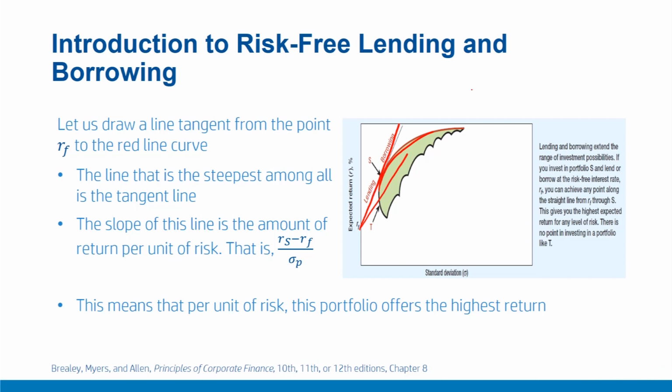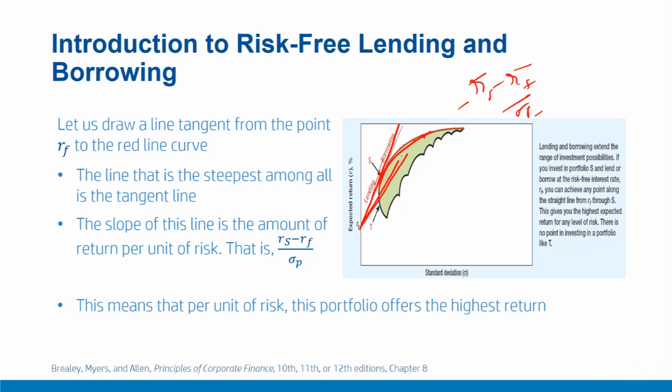The slope of this line can be easily defined as RS minus RF upon sigma P, where RS is the expected return on security S, RF is the return on the risk-free instrument, and sigma P is the risk of the portfolio, that is S. Now, given the fact that this slope is the highest, this is the steepest line, we can easily say that this position S offers maximum expected return for a given level of risk, and that is true for all the points on this line, that they offer for a given level of risk the highest amount of return possible as compared to any other point on this efficient frontier.